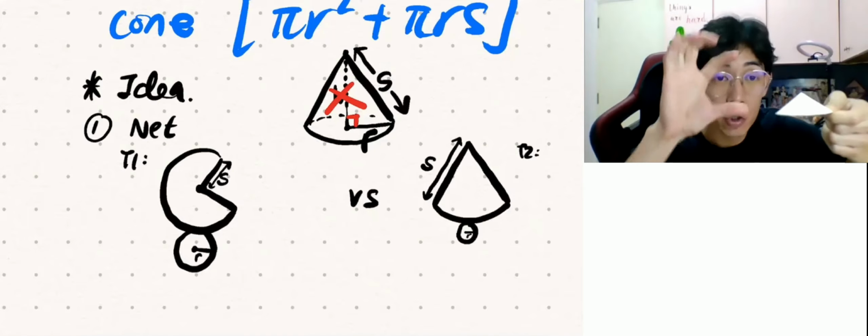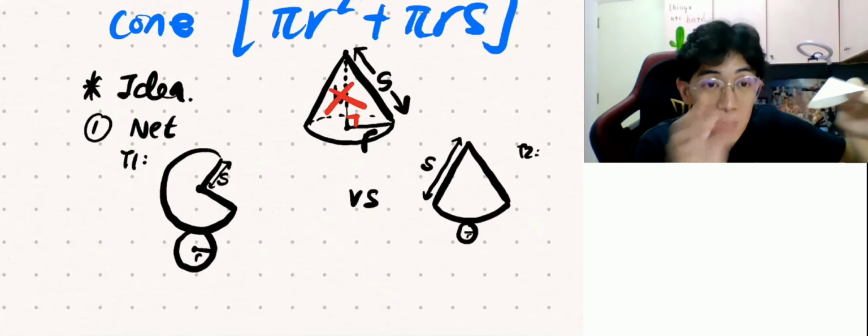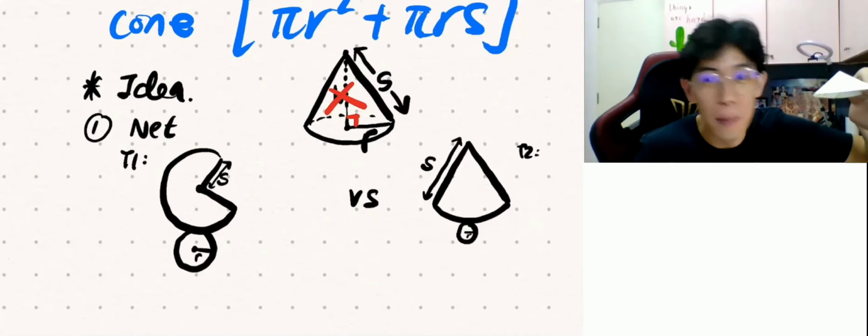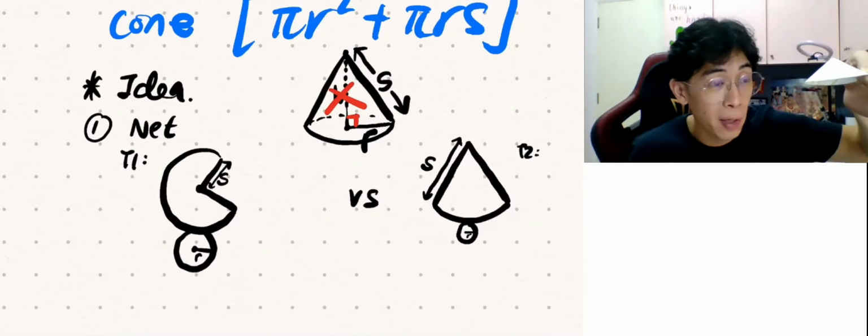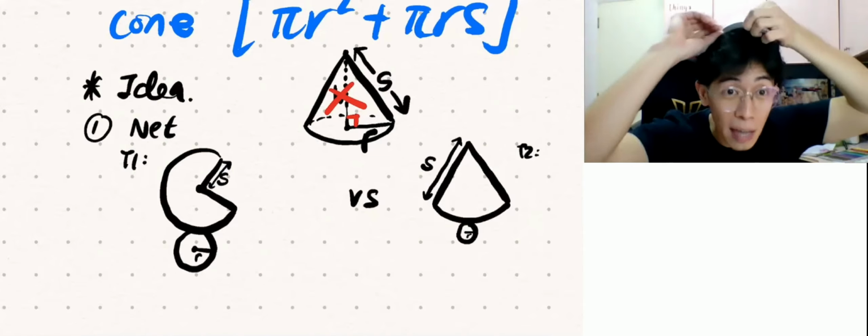Flat, short, a bit fat one. So this is the first type of cone, like a straw hat, like the Vietnamese hat.